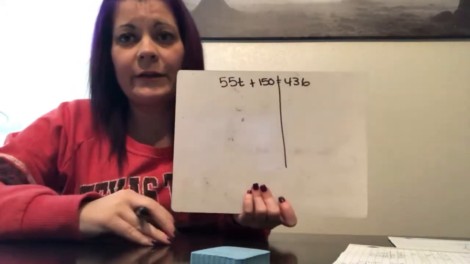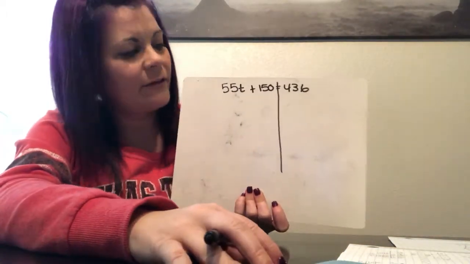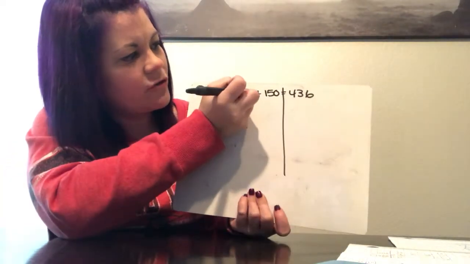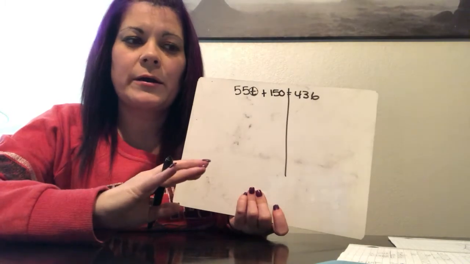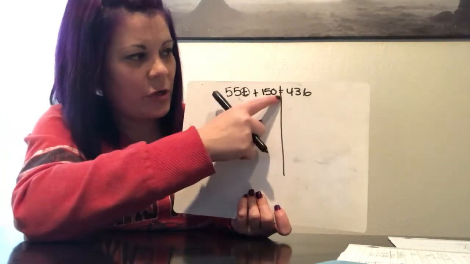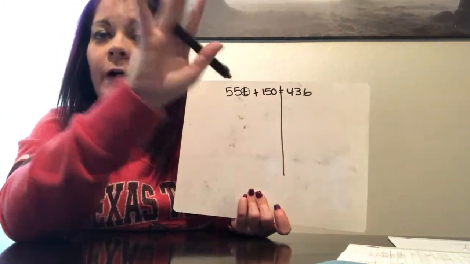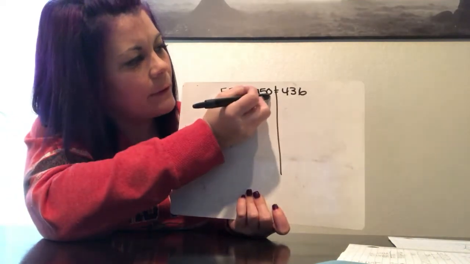55t plus 150 equals 436. So we split our equation again from left to right side. In this case, it's a two-step equation. Again, we're trying to isolate the variable. You want to get rid of numbers that are not attached to the variable first. So 150, the farthest one away. So we want to get rid of 150.